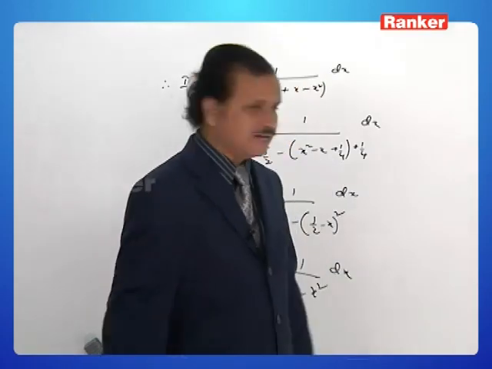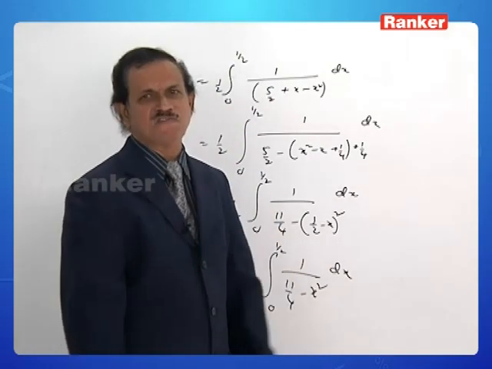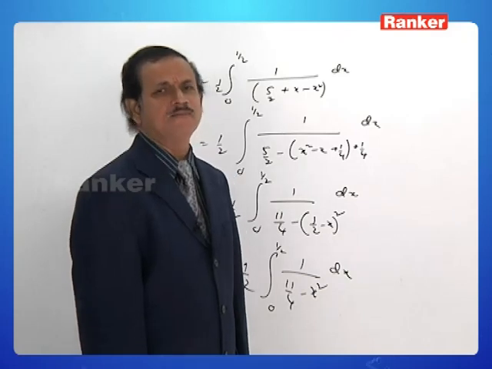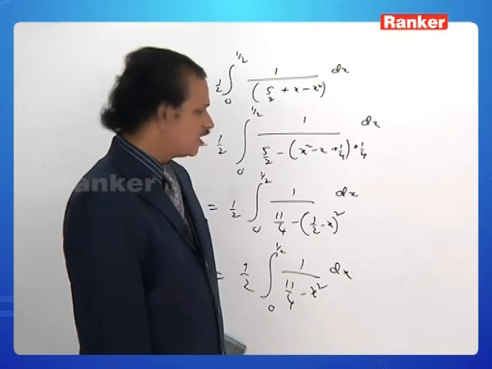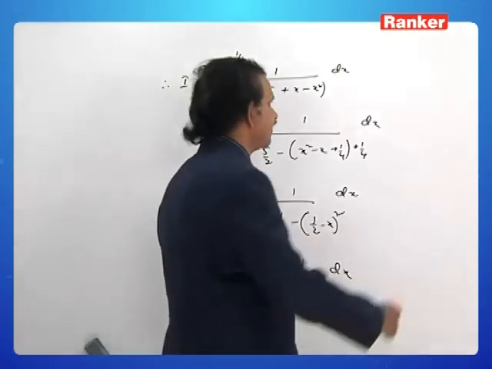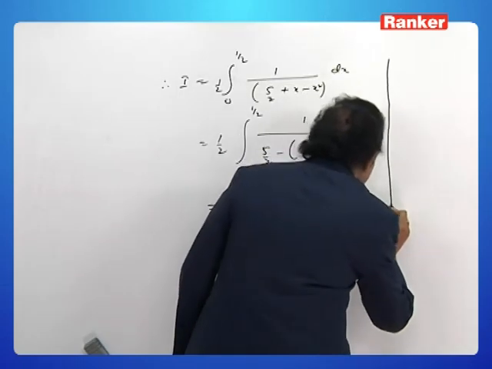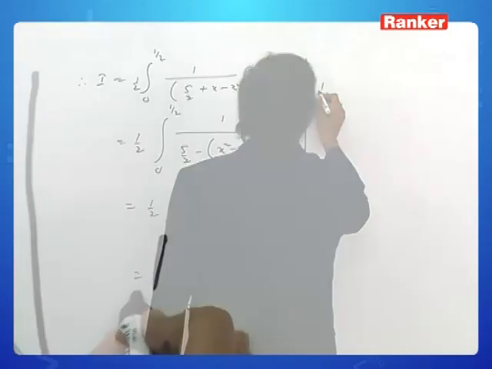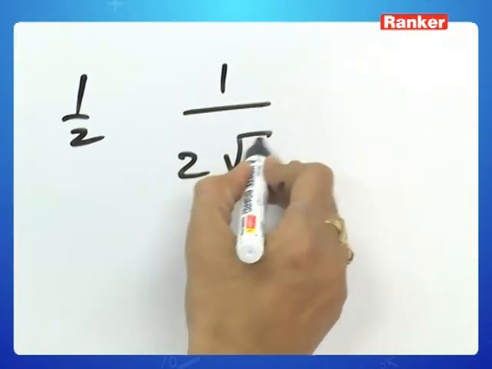Right? Shall I write the formula? I think it is not necessary because it is such a standard formula. What is the integral of 1 by a square minus x square? 1 by 2a log mod a plus x by a minus x. Basing on that, you can write this as one by 2 into 1 by 2a.